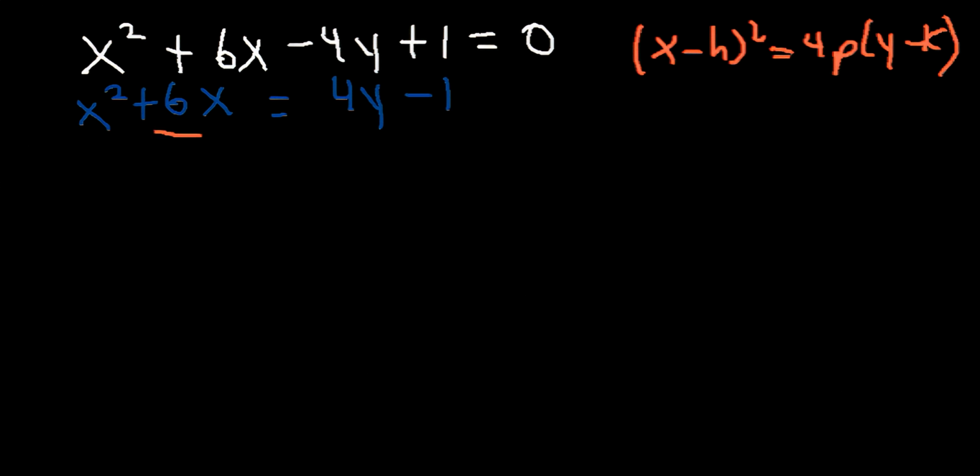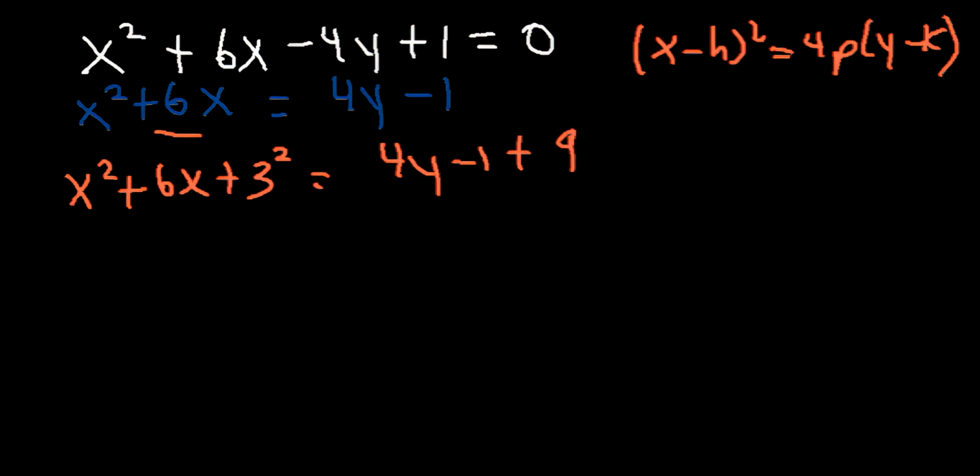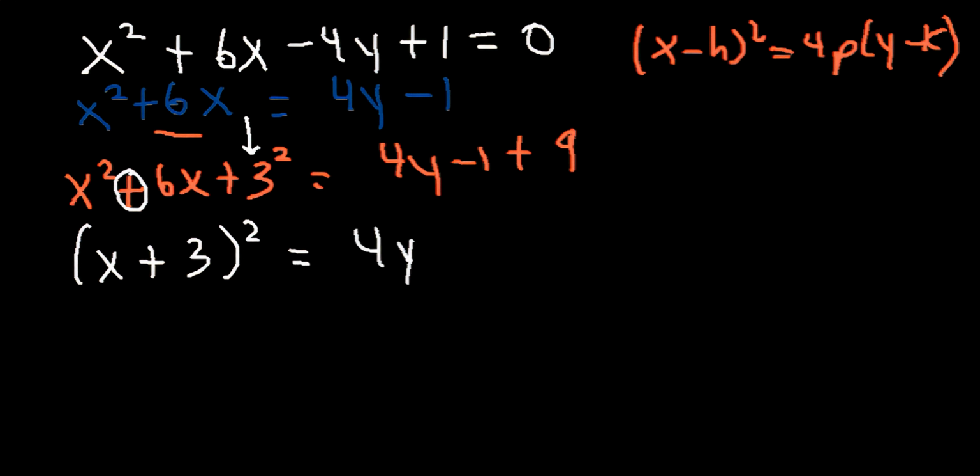So now let's complete the square. Half of 6 is 3, and so we need to add 3 squared to the left. And whatever you add to the left side, add to the right side. So 3 squared is 9. So to factor the left side, it's going to be x plus this number before you square it. And then over here we have 4y. Negative 1 plus 9 is 8.